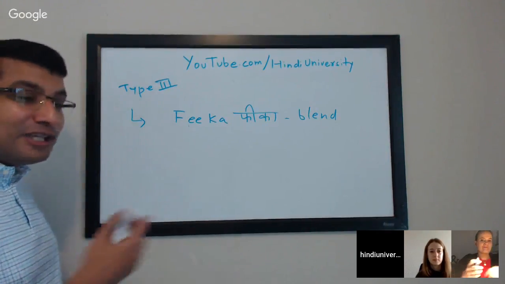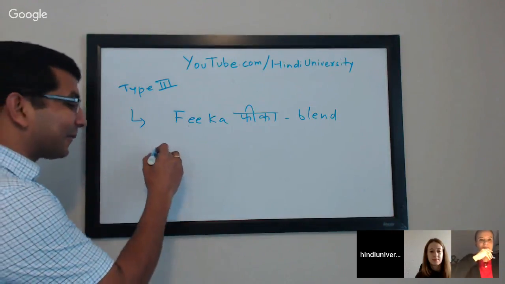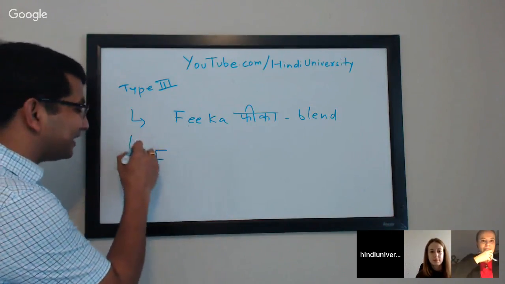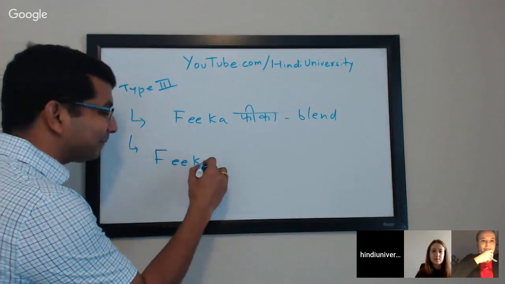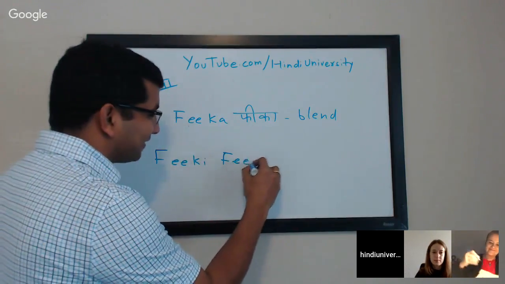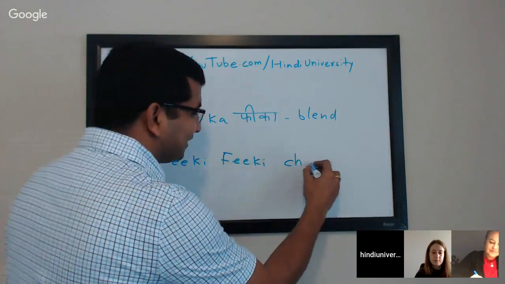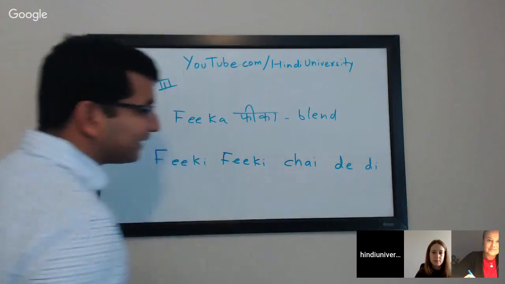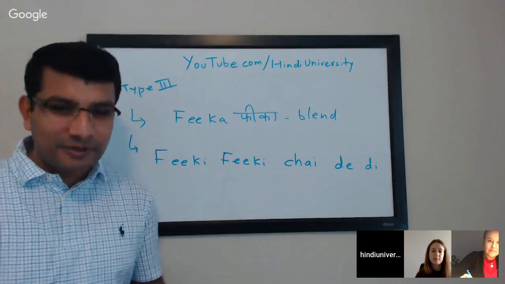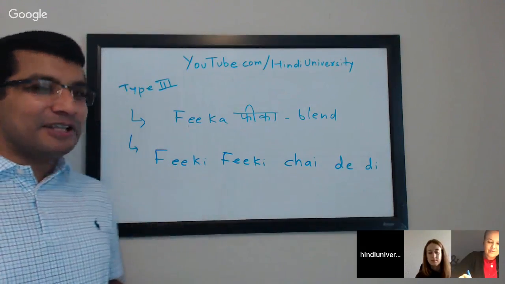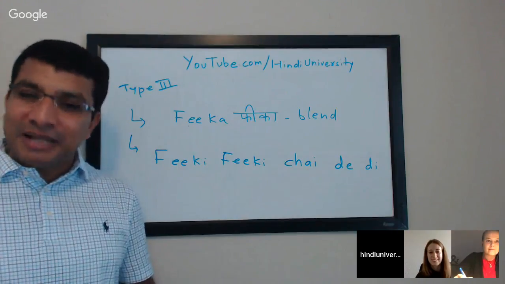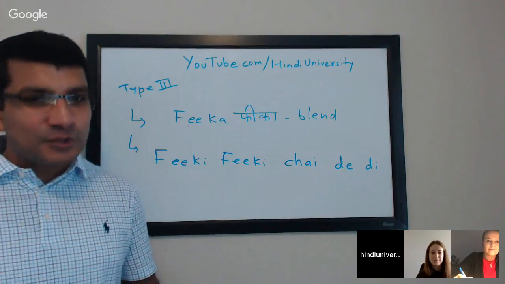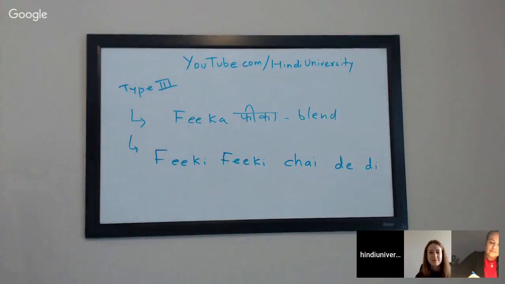she'll say, no, fiki fiki chai deti. I'm going to write down what she says. She says fiki fiki chai deti. Dena is basically to give. So fiki fiki means you give me a completely bland, unsweetened tea. Again, she is emphasizing that it's a fiki fiki chai.